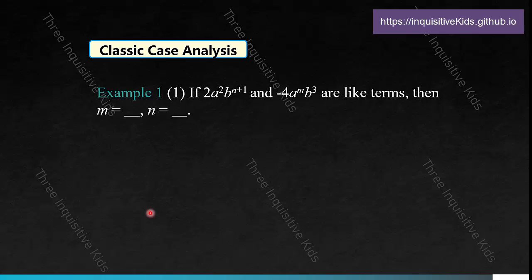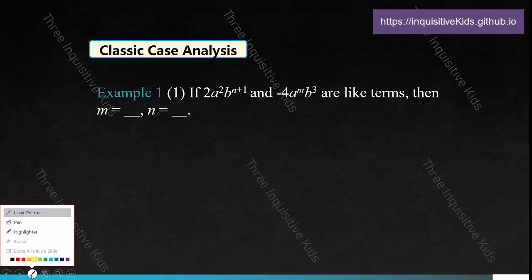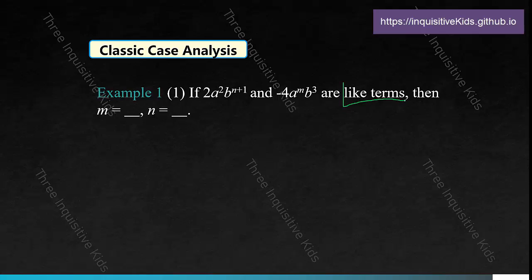This is an example that I will walk you through. If 2a squared b to the power of n plus 1 and negative 4a to the mth power b cubed are like terms, then m equals blank and n equals blank. We remember that the variables that they have are both a, b. That is correct. But we're not for sure if their powers are the same yet. But it already told us that they are like terms.